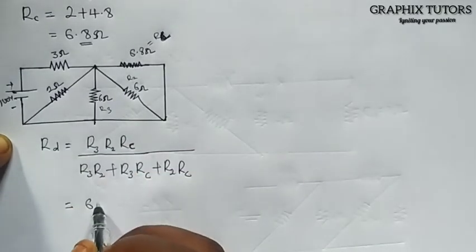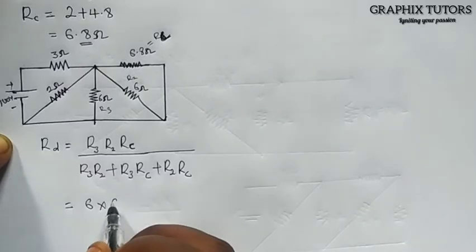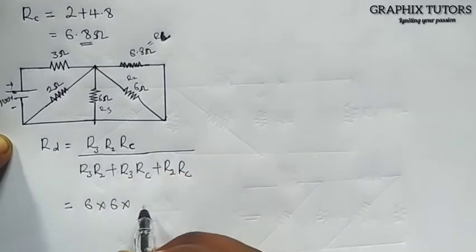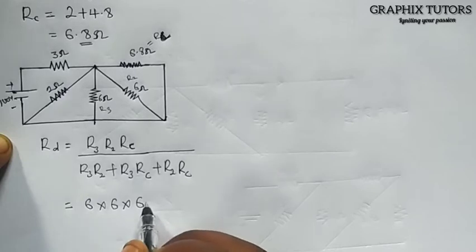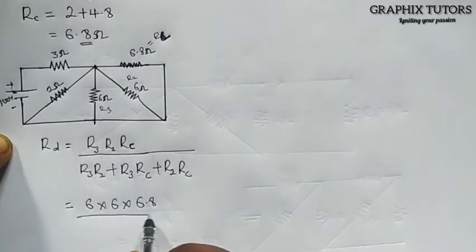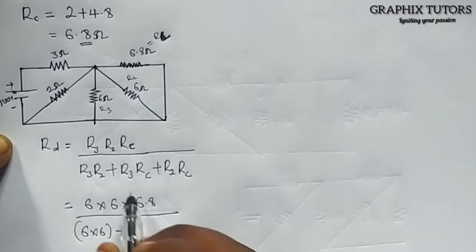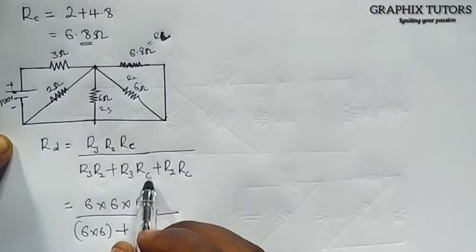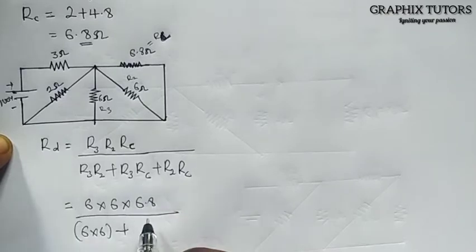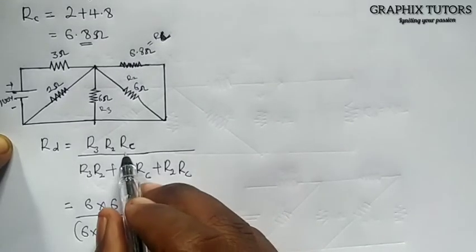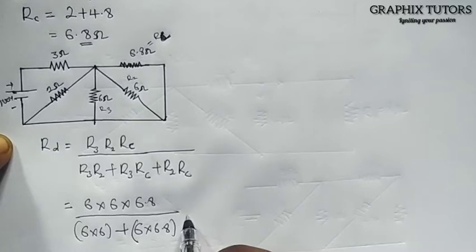Now in doing that, I will now have my R3 here is 6 times R2 is 6 again, multiplied by 6.8, all over R3 R2 will give me 6 times 6, plus R3 RC will give me 6 times 6.8, then R2 RC will give me 6 times 6.8. Right?